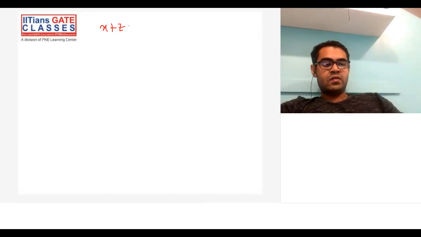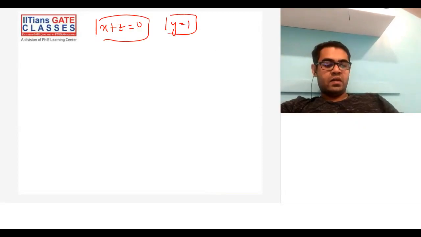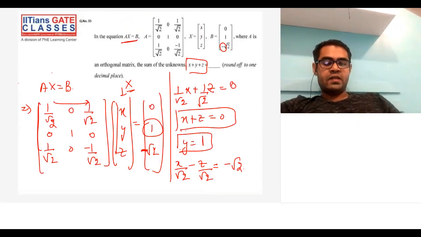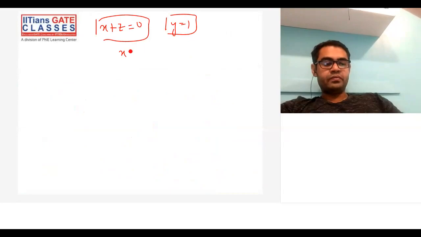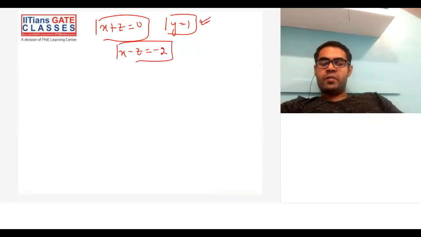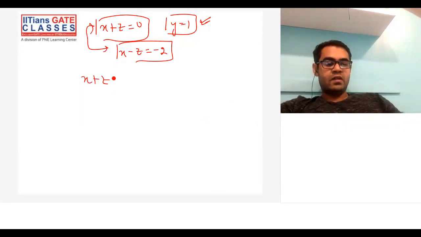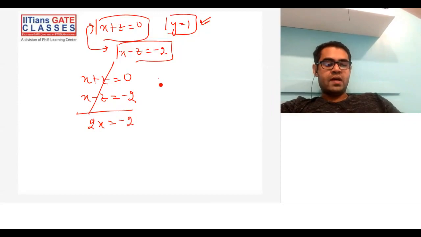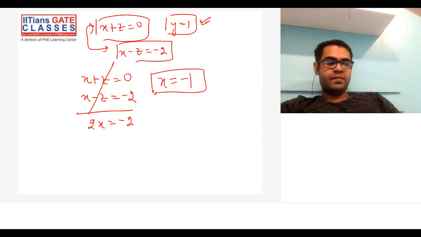x plus z is equal to 0, y is equal to 1, and the last one I obtain is x minus z is equal to minus 2. x minus z is equal to minus 2. So y I have already obtained. All I need to do is solve for x and z. So x plus z is equal to 0 and x minus z is equal to minus 2. Let's solve them together. Add these two equations. This will cancel. So 2x is equal to minus 2 and x is equal to minus 1.